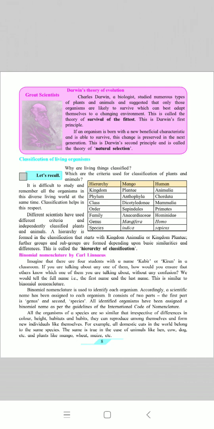Every plant and every animal can survive in the environment because of this survival of the fittest. Their own capacity is there to survive and to adjust in the surroundings. The second principle of Darwin is: if an organism is born with a new beneficial characteristic and is able to survive, this change is preserved in the next generation too. This is called Darwin's second principle, and it is called the theory of natural selection.